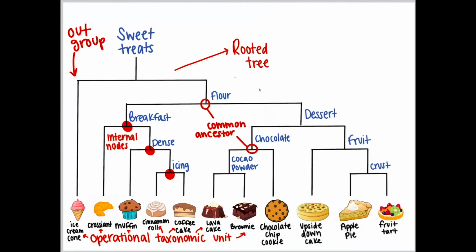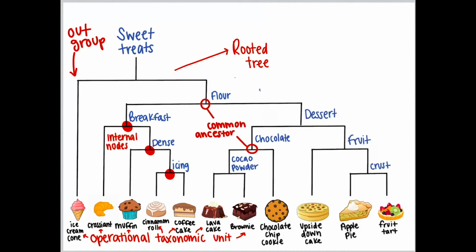The OTUs are separated with internal nodes, seen here. Internal nodes split a common ancestor into two different groups. We can see that being a breakfast sweet treat is an internal node and is separate from the internal node for desserts. The closeness of two species depends on the distance between the two species and the length of the branches.